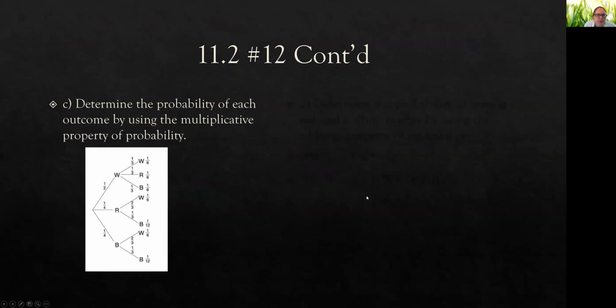Then it says to determine the probability of each outcome by using the multiplicative probability. So to figure out the probability of drawing a white and then a white, we multiply 1/2 times 1/3, and that gives us 1/6. The probability of drawing a white and then a red, we multiply 1/2 times 1/3, and that gives us 1/6. The probability of white and then blue is 1/2 times 1/3, and that's 1/6. Okay, and to do red followed by white, we multiply 1/4 times 2/3, and that makes us 1/6. Is that okay? Any questions?